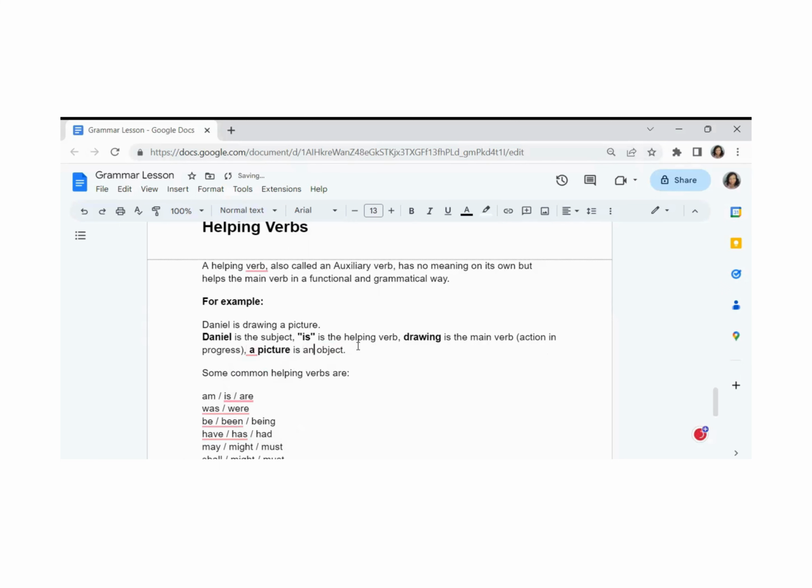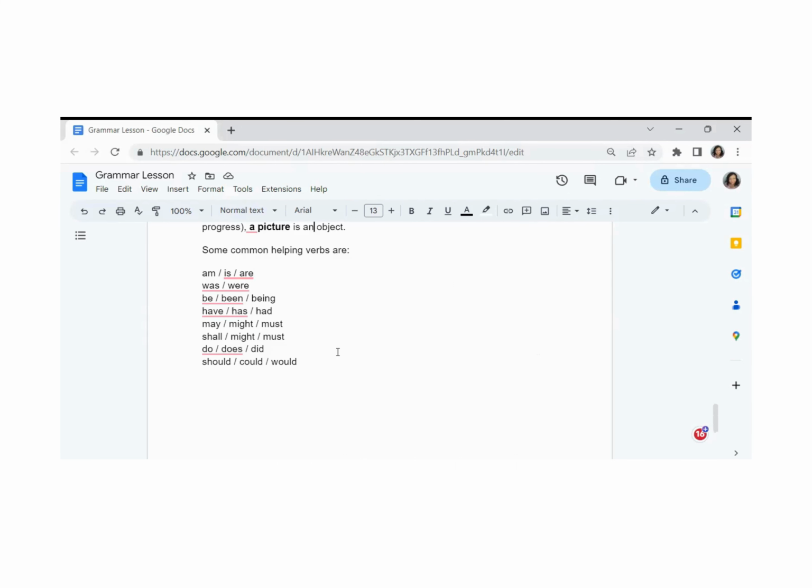All right, so let me repeat that. A helping verb, also called an auxiliary verb, has no meaning on its own, but helps the main verb in a functional and grammatical way. For example, Daniel is drawing a picture. Daniel is the subject. Is is the helping verb. Drawing is the main verb, action in progress. A picture is an object, okay?